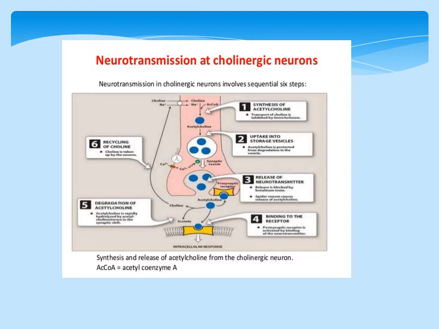After that, binding to the receptors. The acetylcholine released into the synaptic cleft binds with the receptors present in the postsynaptic nerve ending. In the fifth step, degradation of acetylcholine. Some part of the acetylcholine present in the synaptic cleft is degraded with the help of the enzyme acetylcholinesterase. And last, recycling of choline. The degraded acetylcholine becomes choline, which is taken up by the presynaptic nerve ending again. And this is the cycle. It is a continuous cycle.